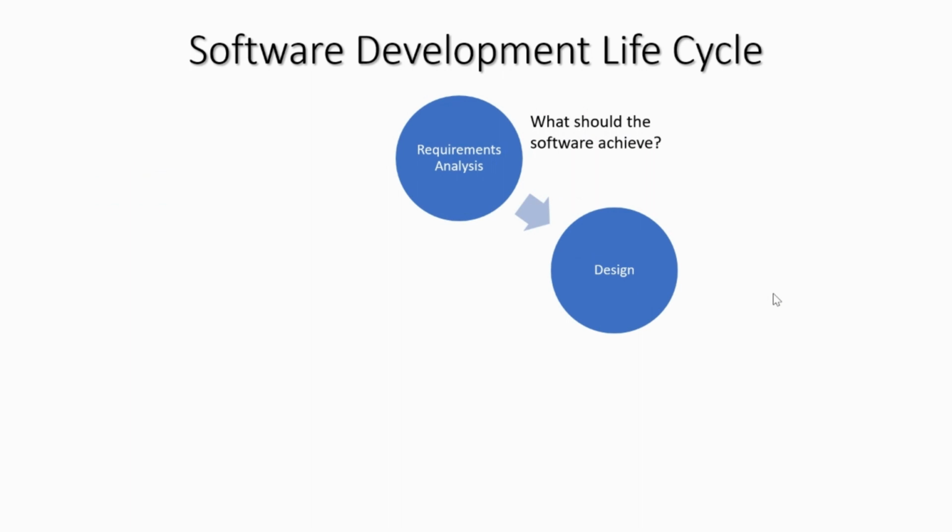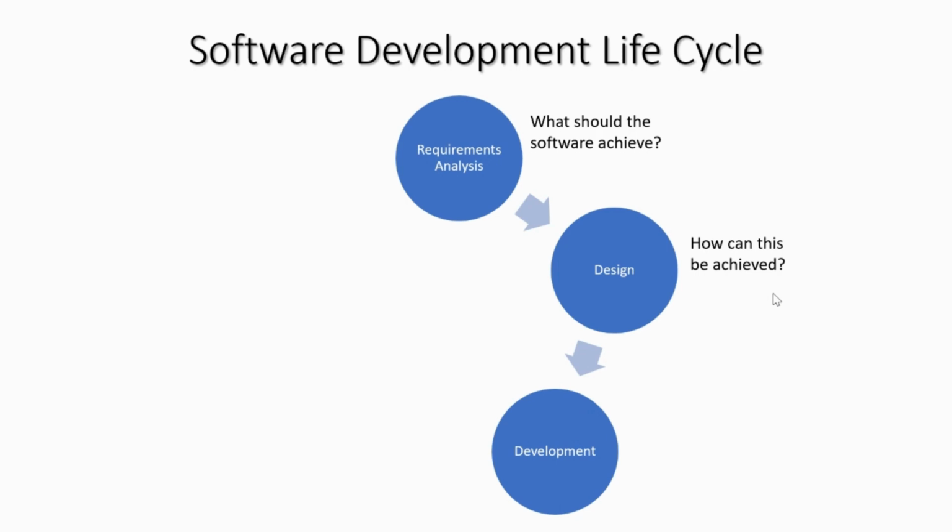The second phase is design. It is in this phase the question is answered on how this can be achieved. That is, how the requirements can be achieved. It is in the design phase during which it is decided on what are the technologies to be used to cater to the requirements and build the software.